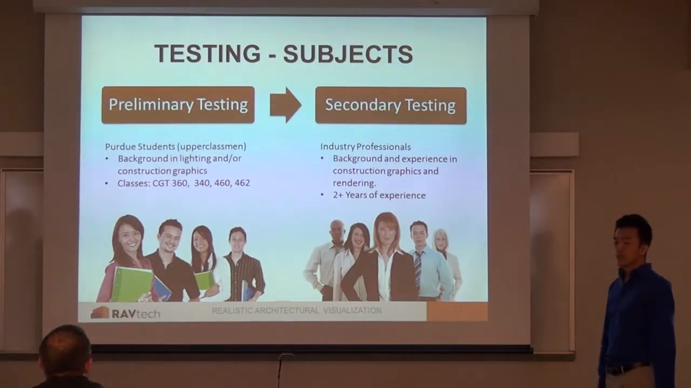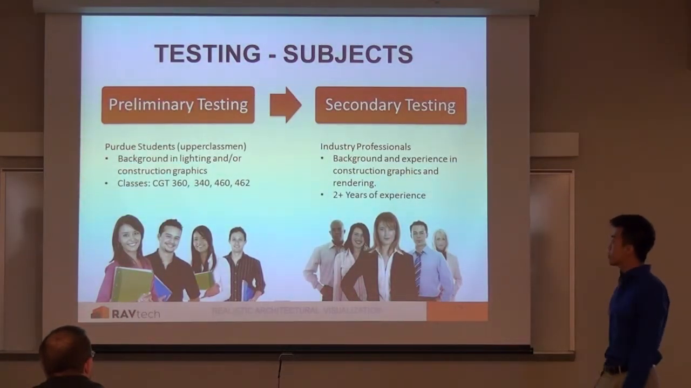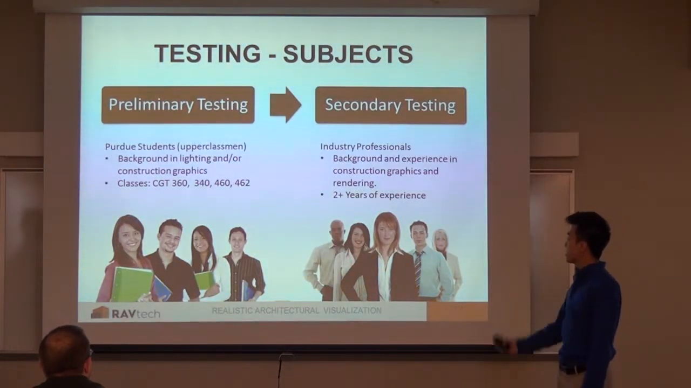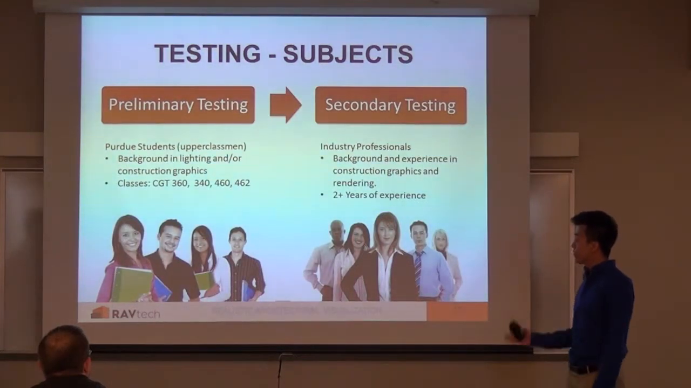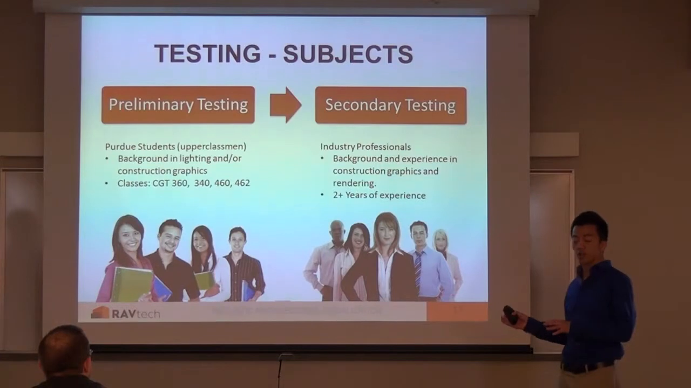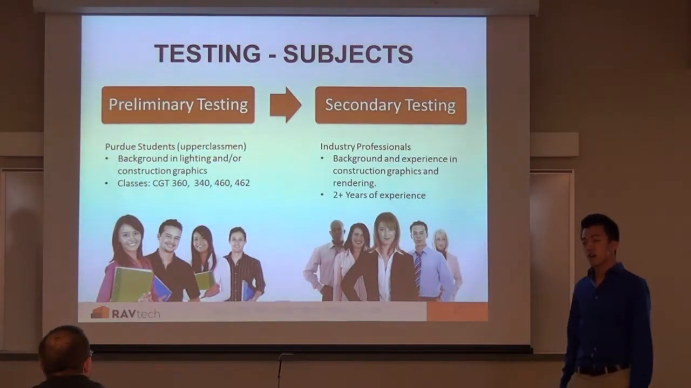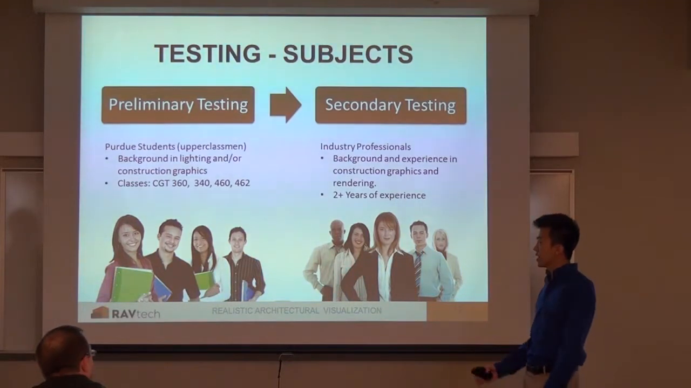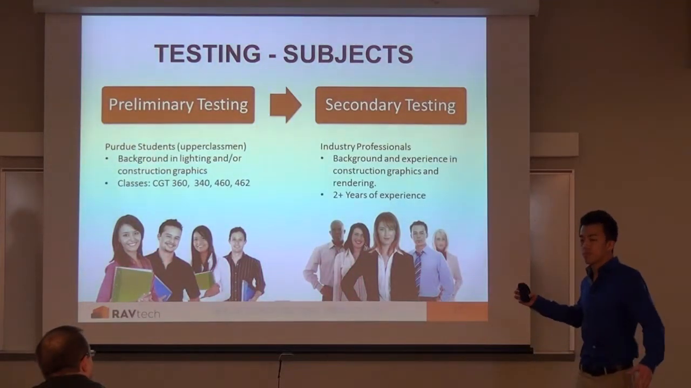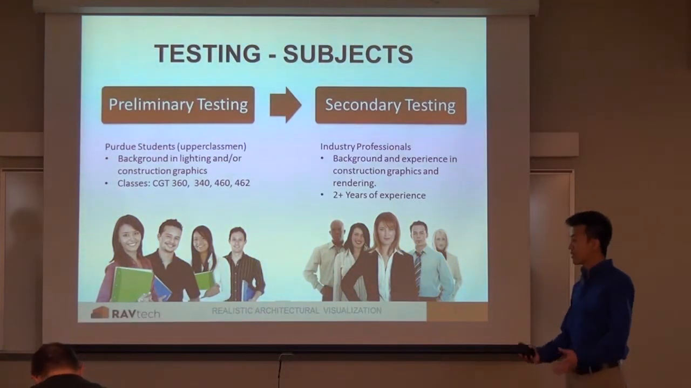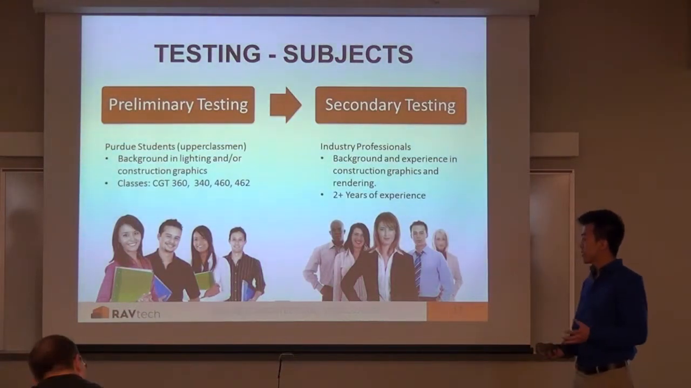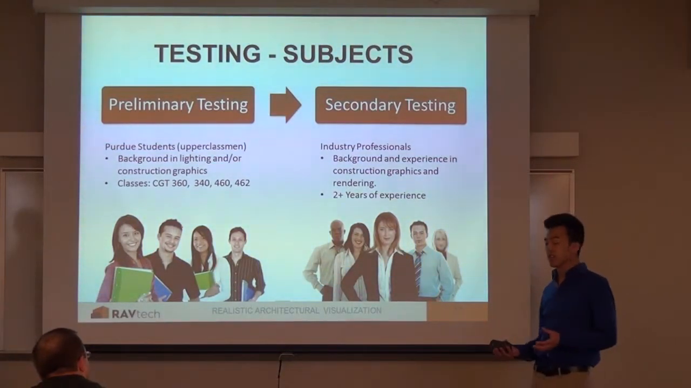So how we did testing, we did 2 rounds of testing. First round was preliminary testing, second round was secondary testing. For the preliminary testing, we targeted Purdue students and upperclassmen that had a background in lighting or construction graphics. The reason we did this is because we felt they would give us great feedback, constructive feedback and good criticism on our renderings.